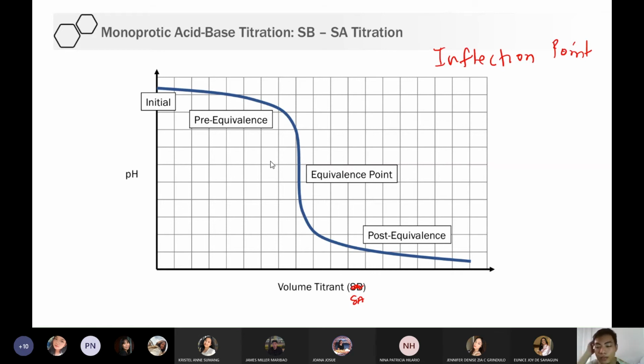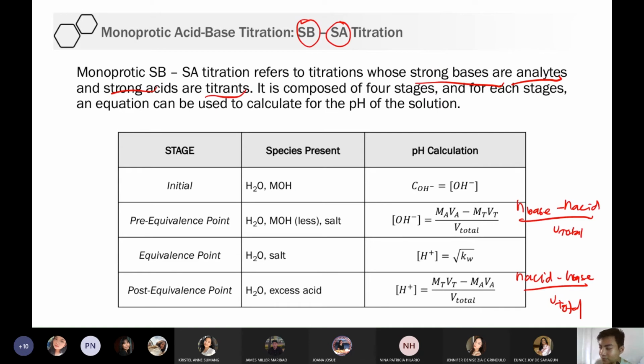Okay? So again, for SASB, kabaliktaran lang yun ng SBSA. Okay? So, nagbaliktad lang yung curve natin. And as a result, yung equation nagbaliktad din.